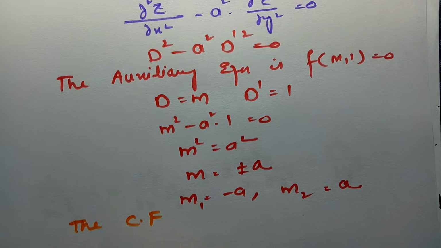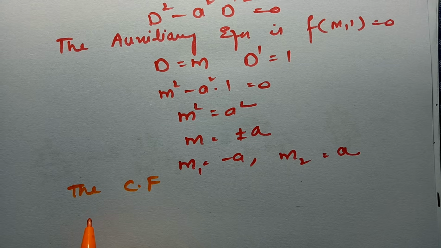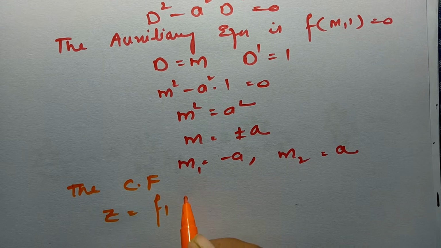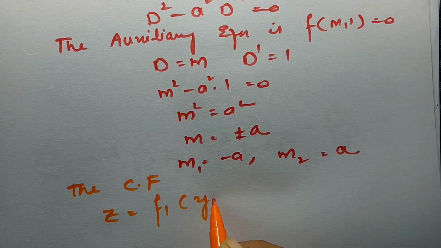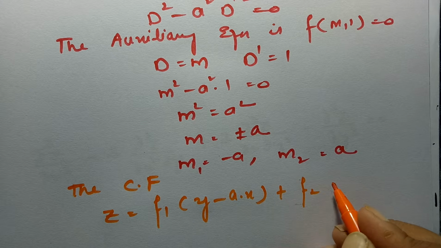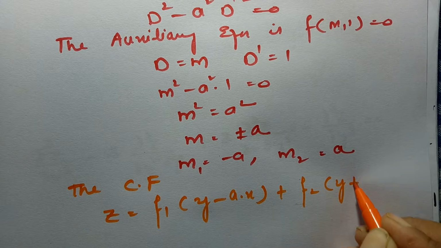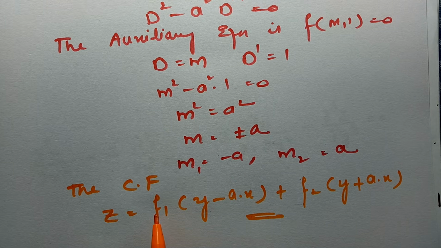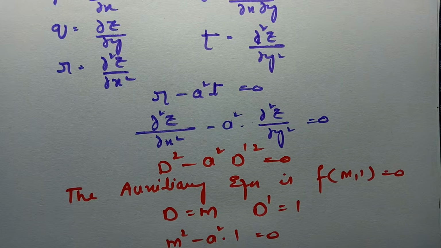The complementary function can be written in the form z is equal to f1 of (y minus a x) plus f2 of (y plus a x). So this is how we have to write. It may be the function f1 or phi1, whichever you like you can write it.